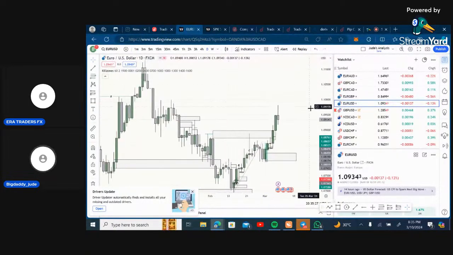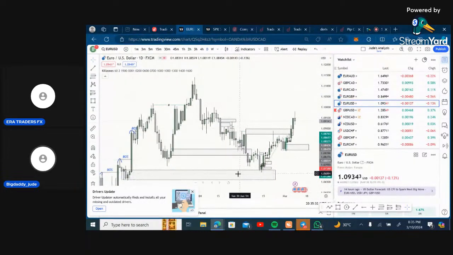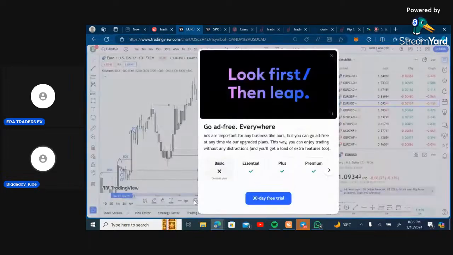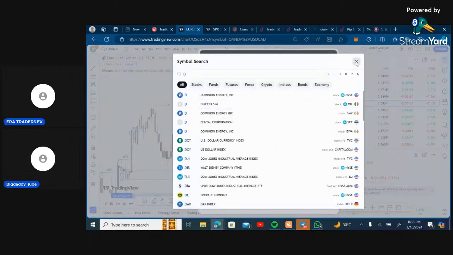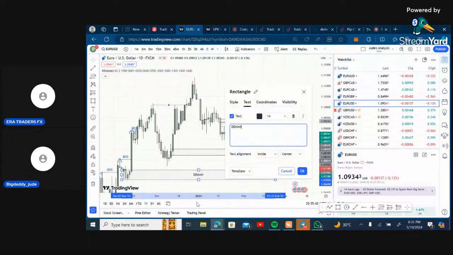So for Euro USD, the same thing we have here. The demand is in control of price right now. This demand I have here is in control of price. That means we should be expecting bullish moves, right? So if I mark this out, this is the demand I have that is in control. Demand is in control right now.